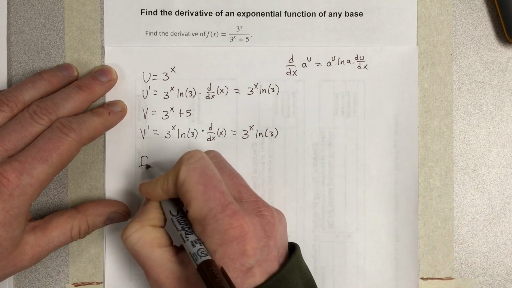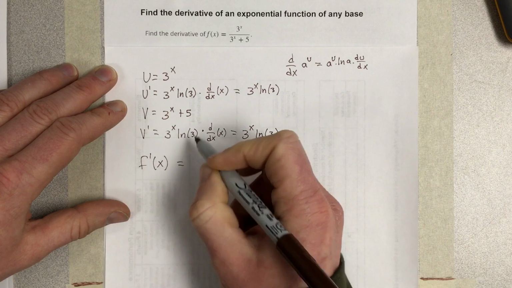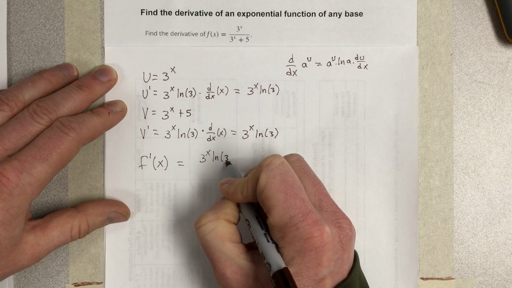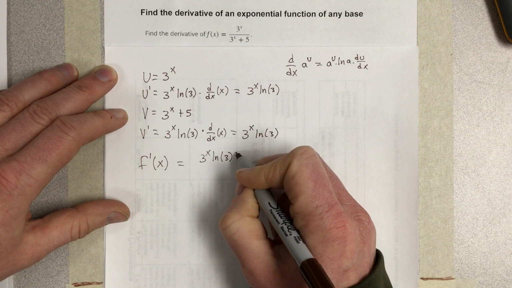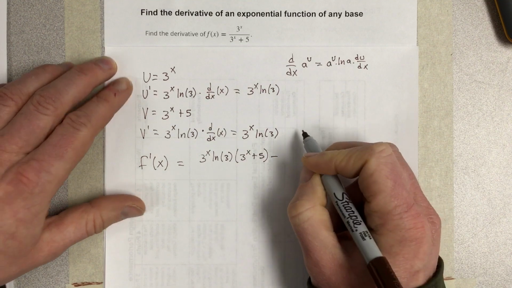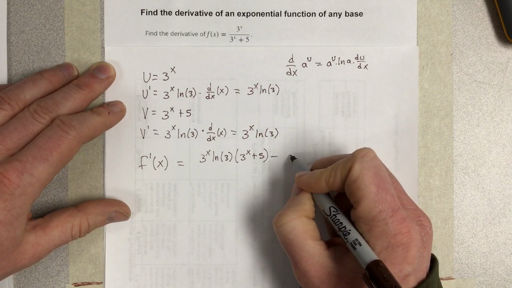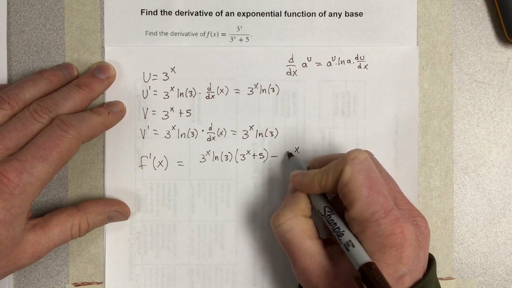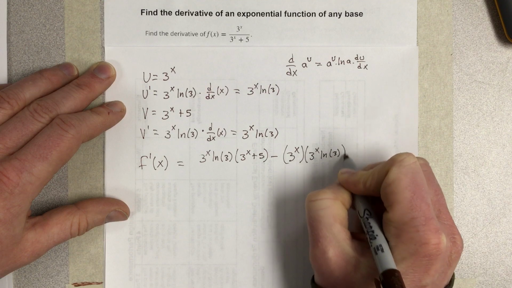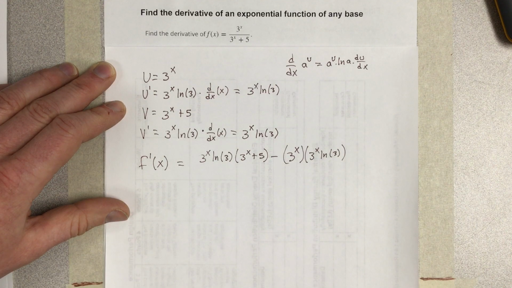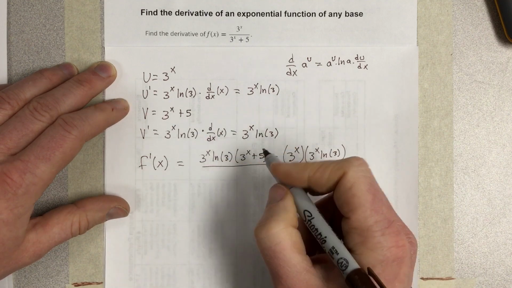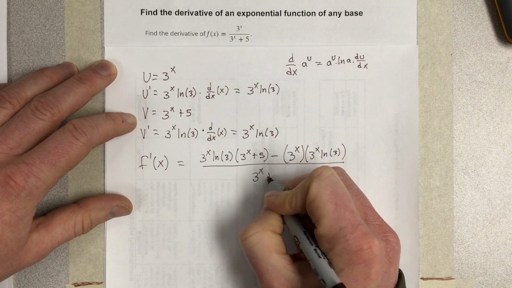So let's do the quotient rule now. f prime of x is going to equal u prime v, so that's 3 to the x natural log 3, times v, which would be 3 to the x plus 5, minus u v prime, so we're going to have 3 to the x times 3 to the x natural log 3. And then that would be over v squared, which would be 3 to the x plus 5 squared.